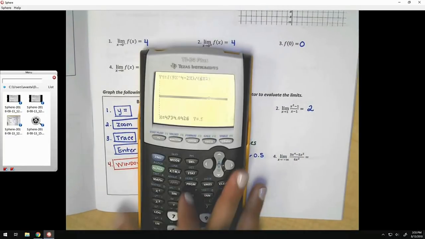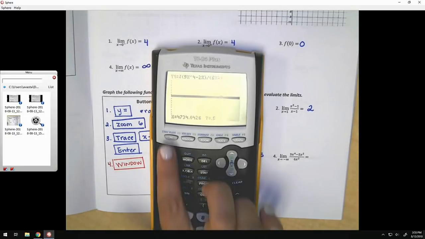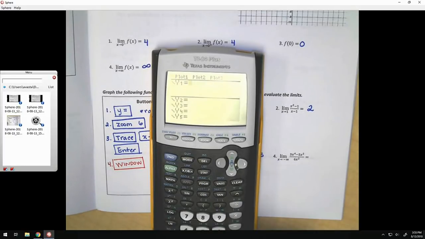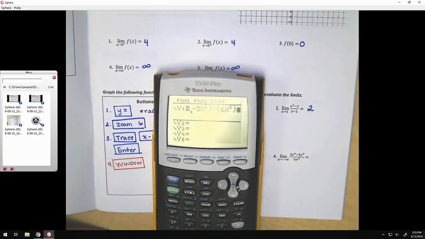Now, if we wanted to look at x approaching negative infinity, let's see how that would work. So I'm going to go back to my y equals. I'm going to type in 3x to the 4th minus 5x squared, parentheses, divided by, parentheses, 6x squared. The parentheses are really important because they tell your calculator what belongs in the numerator and what belongs in the denominator, so make sure you're typing those in.